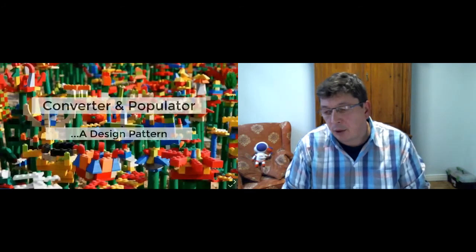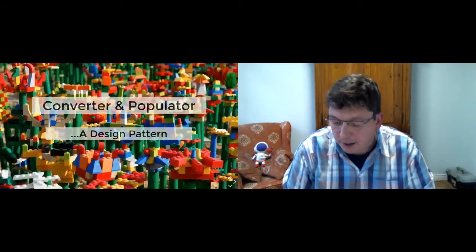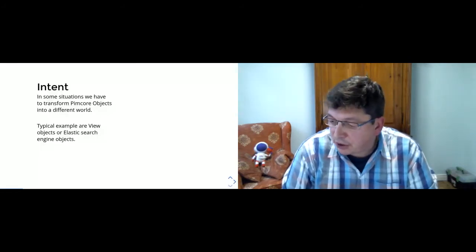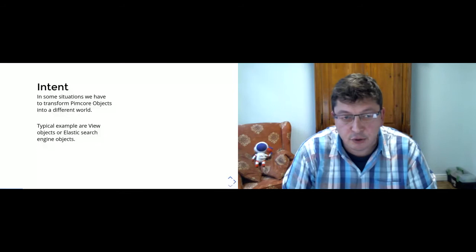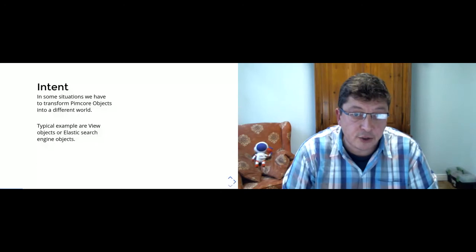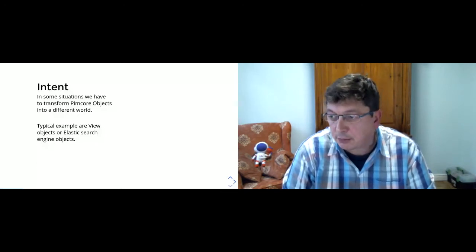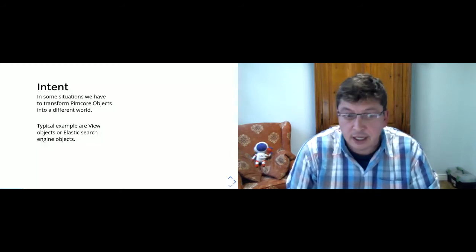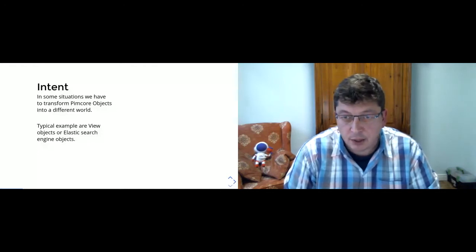And the most important point for a pattern is what is the intention. So when does this pattern come around? I can tell you the intention is, in very often situations, we have to transform PIMCore data objects into different worlds. Typical examples we have were view objects, Elasticsearch engine objects, ERP imports, exports, things like that. And when we take all these PIMCore data objects, we want to transform them and give them a new shape, which is more nice for our customers.